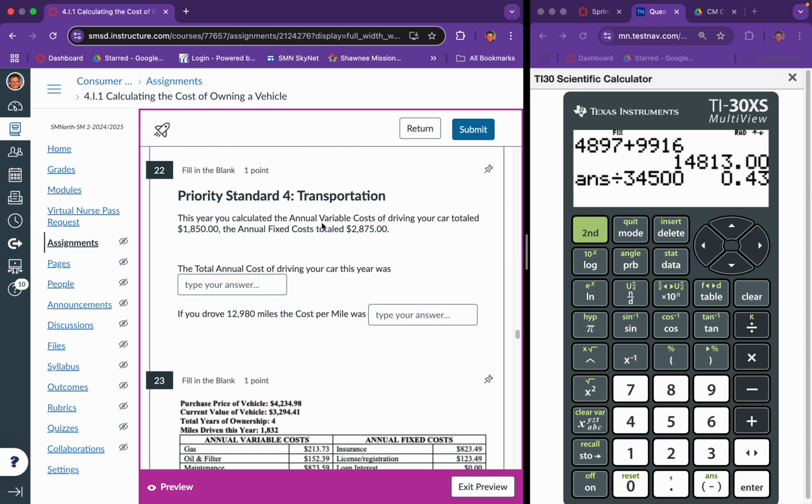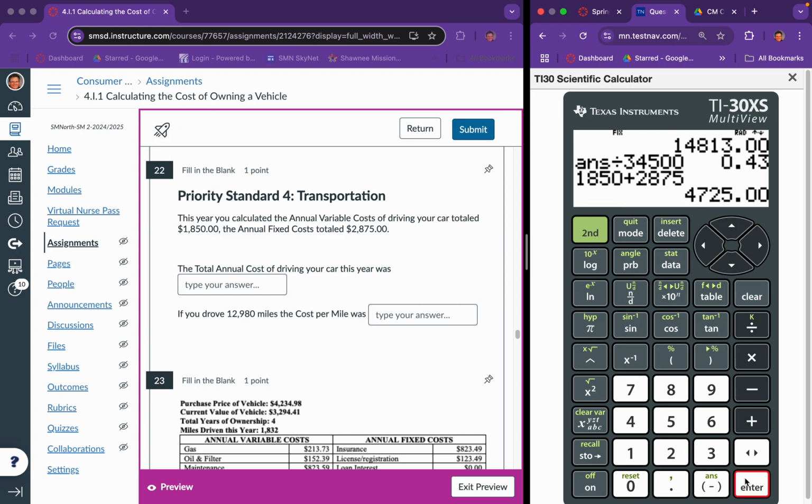Question 22. The annual calculated variable cost this year is this. So we're going to take $1,850 and we're going to add it to $2,875. So that's how much money you've spent on your car this year. So it must be a car that you already own, so you're not making car payments and that sort of thing. But you still have to put oil and gas in your car. You still have to title it, register it, and all that stuff.